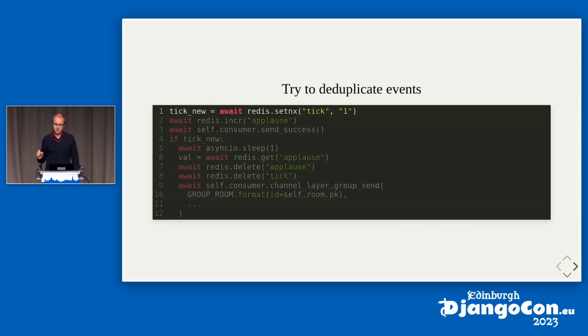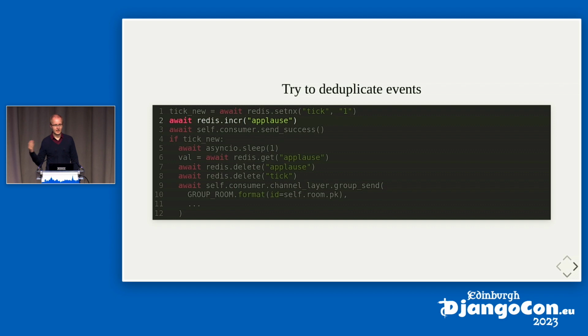So what we do is a trick where when you hit the applause button, we set a key in our Redis database, and we set it using the SETNX command, which only creates the key and returns success if the key does not yet exist.